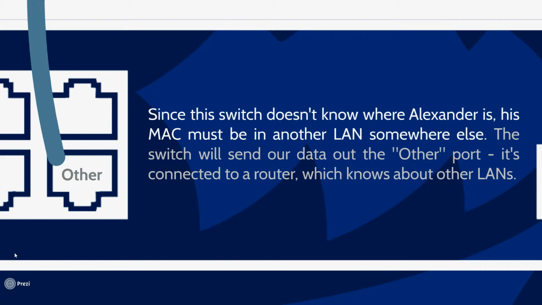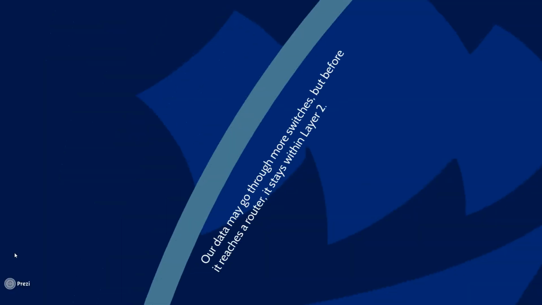And that router will know about other LANs. So even if Alexander is not on our local area network, he's on somebody else's local area network, and that router is going to go find it.